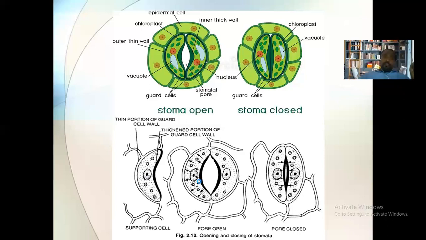So you can see here, these are the inner walls which are thick, and these are the outer walls which are thin. In the black and white diagram, you can see these arrows, and the arrows mention that the pressure will be developed on the outer wall of the guard cell. These outer walls are thin and elastic. So as pressure is developed on the outer wall of the guard cell, and these outer walls are thin and elastic, the outer wall of the guard cell will stretch towards the outer side, isn't it?